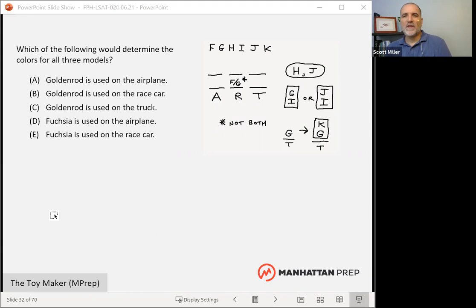Does anybody see one of these answer choices, A, B, C, D, or E, that seems like it could be a good candidate? Not that you're sure it's right, but do any of these seem a little more likely to be right than the others?